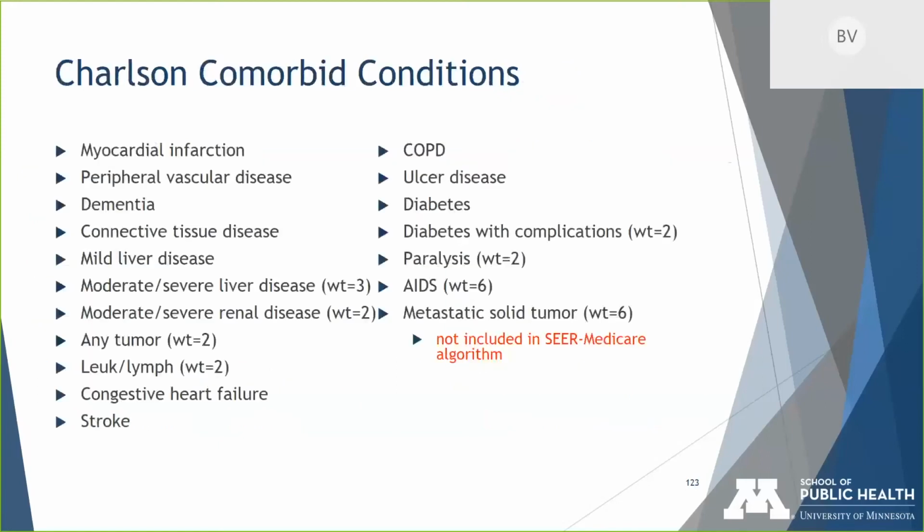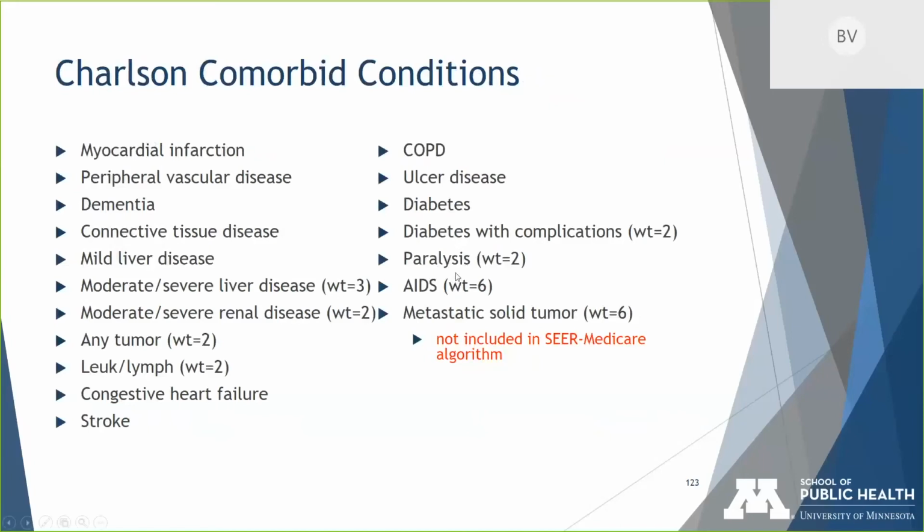What are the conditions that are included in the Charlson? You can see them here. Anything from myocardial infarction, which is a heart attack, to diabetes, chronic obstructive pulmonary disorder, that's COPD. You can see the weights in parentheses here. Anything that doesn't have the weight next to it has a weight of 1.